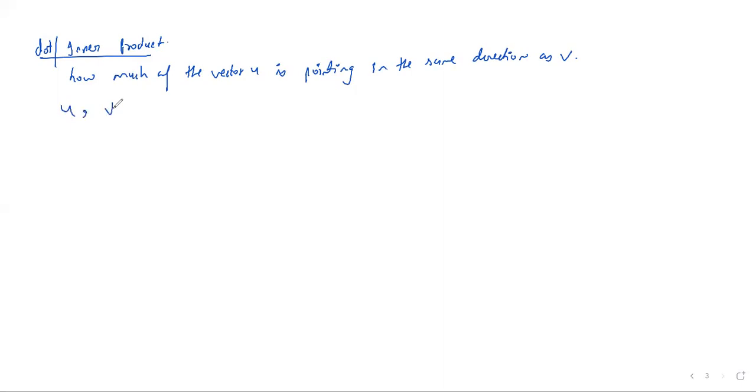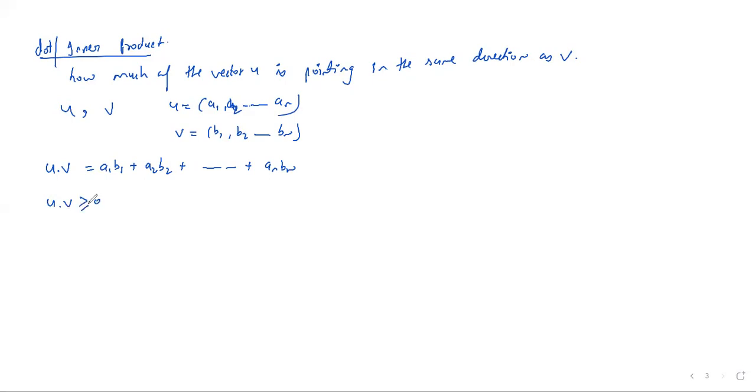Now let's consider we have two vectors, vector u and vector v, with the elements a1, a2 to an for u, and vector v with b1, b2 to bn. Then the dot product u dot v equals a1 b1 plus a2 b2 up to an bn. Now the dot product u dot v is greater than or equal to 0. And if u dot u equals 0, that means u equals 0.